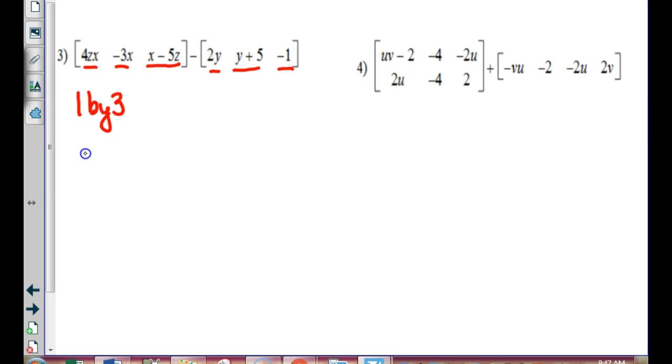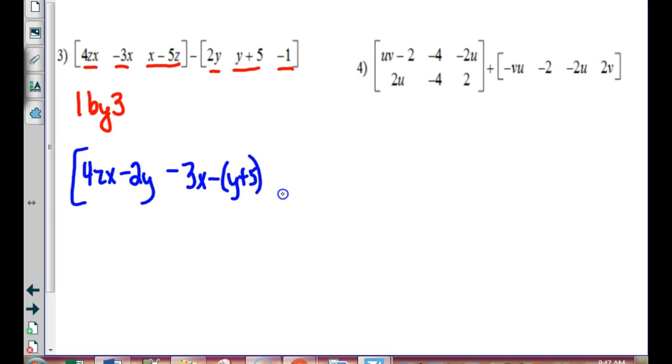I'm going to go through this really fast because I'm not going to ask you one like this. You'd have 4x minus 2y. Anybody tell me what the next one would be? A -3x and then minus the quantity y plus 5. I'm not even bothered to distribute it. And then the last one, x minus 5y minus -1 or plus 1. I should just skip that one altogether because I'm not going to ask you one like that.